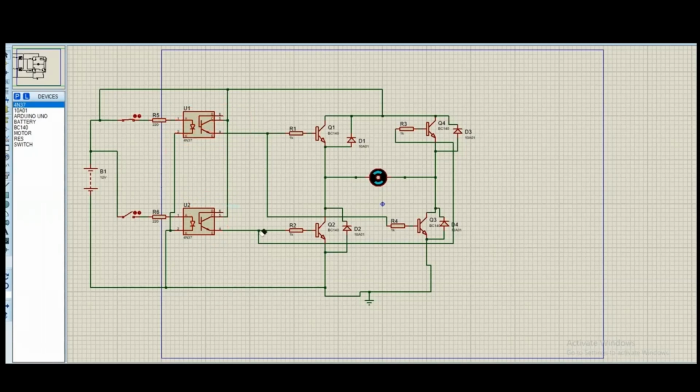And let me explain one more thing that is known as flywheel diodes. Now you see these are the four diodes. You may wonder what the purpose of these diodes is. Keep these diodes and their position in your mind.